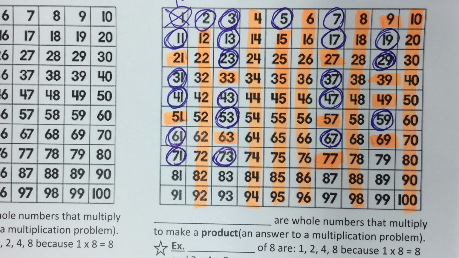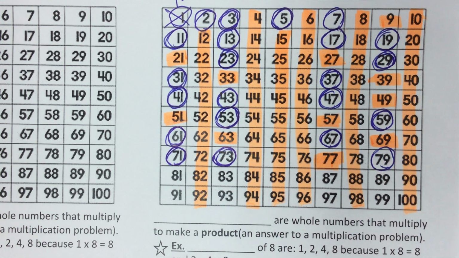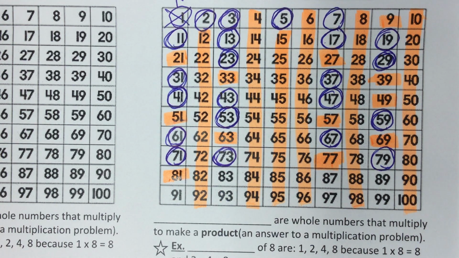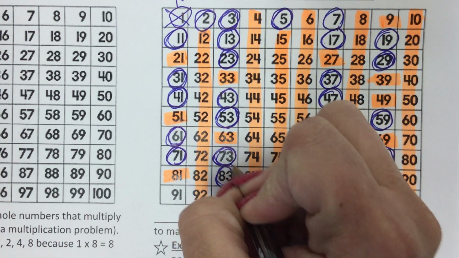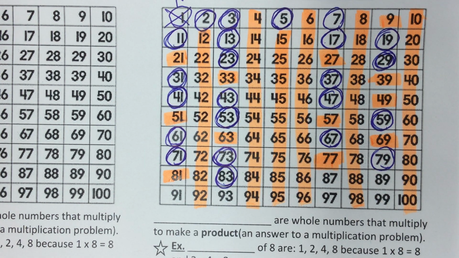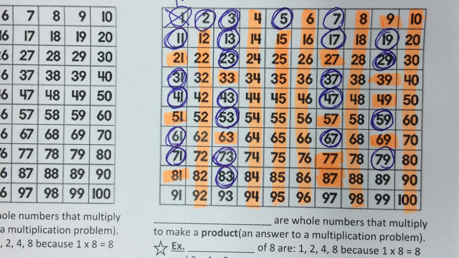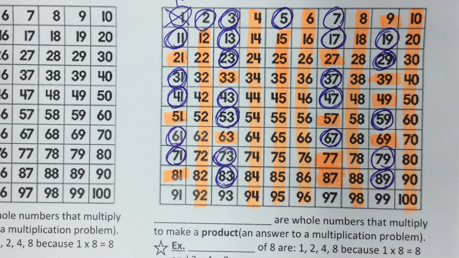79, 7 plus 9 is 16. It is a prime number. 81, 8 plus 1 is 9. That was one of our examples. That's composite. 83, 8 plus 3 is 11. It is a prime number. 87, 8 plus 7 is 15. Composite. 89, 8 plus 9 is 17. It is a prime number.